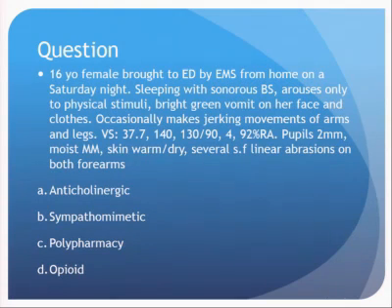Okay, next question. A 16-year-old female is also brought to the ED by EMS from home on a Saturday night. She is sleeping with sonorous breath sounds. She arouses only to physical stimuli. She has bright green vomit on her face and clothes. Occasionally, she makes jerky movements of the arms and legs. Her vital signs are a temp of 37.7, heart rate of 140, blood pressure 130/90, respiratory rate of 4, and SATI 92% on room air. Her pupils are 2 millimeters. She has moist mucous membranes. Her skin is warm and dry. She has several superficial linear abrasions on both forearms.